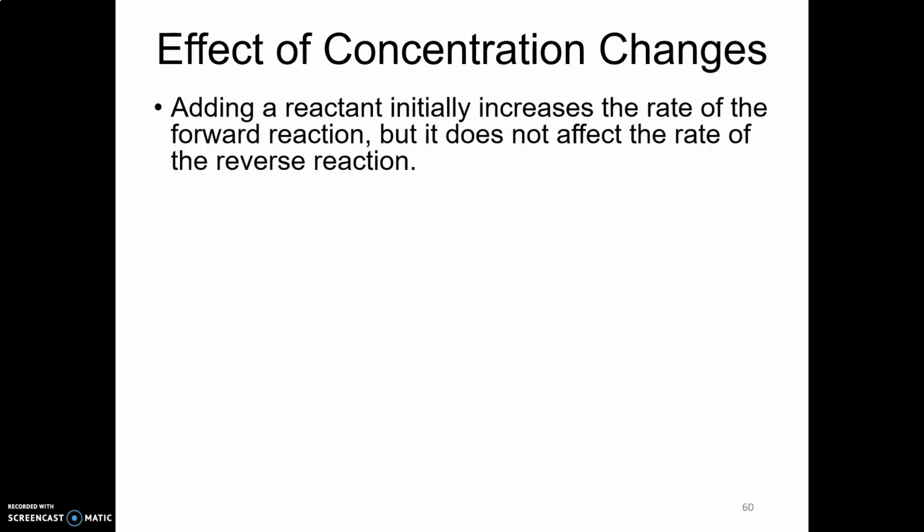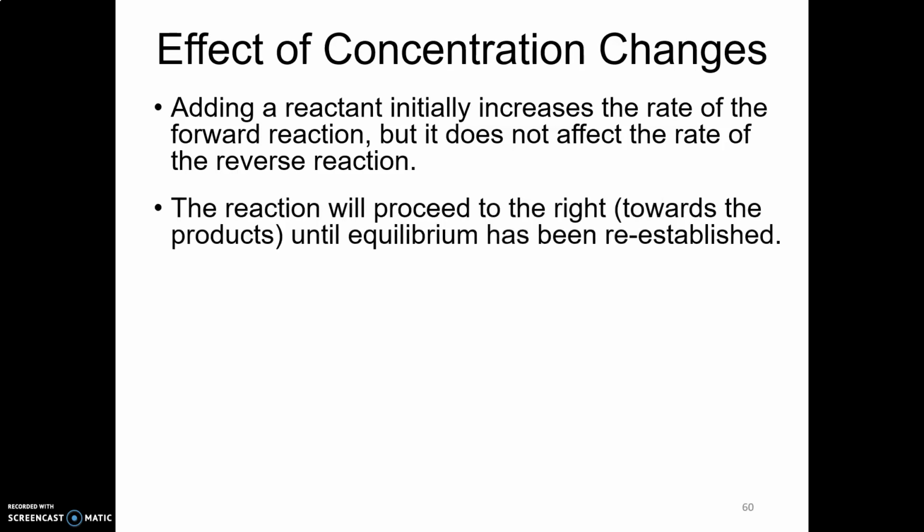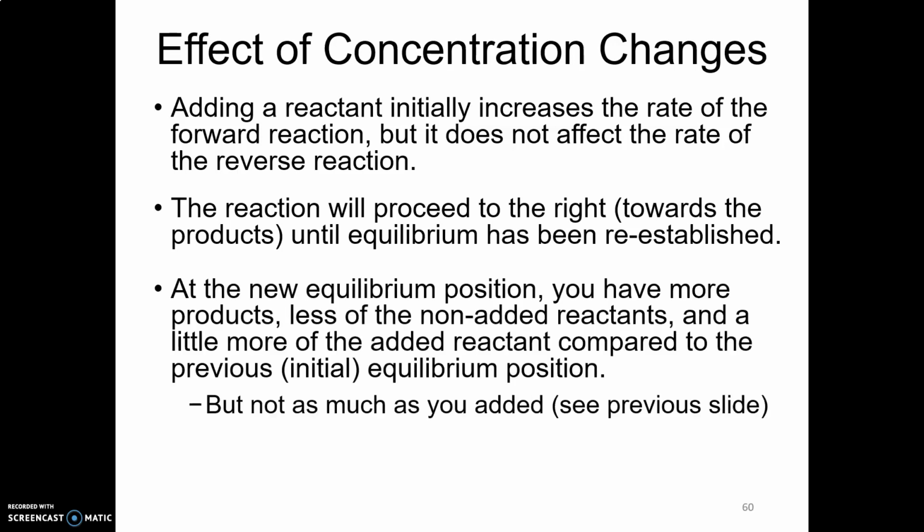All right? Now, why does it do this? Because when you add a reactant, it initially increases the rate of the forward reaction, right? But that doesn't affect the rate of the reverse. So your rates are no longer the same. So it has to shift to the right to get your rates to be the same, because the more products you make, the more you can speed up the reverse reaction, and they'll eventually meet up with each other again. Okay? So you have to reestablish when the rates are equivalent, because that's the definition of a dynamic equilibrium.